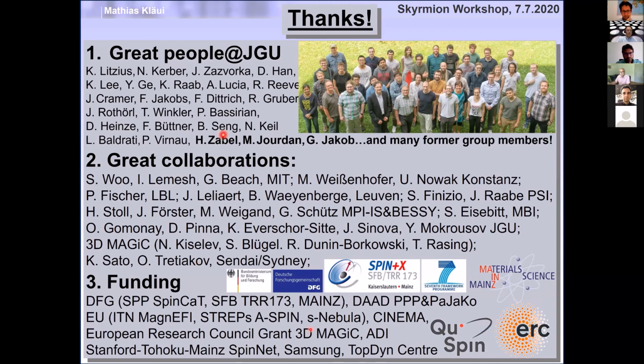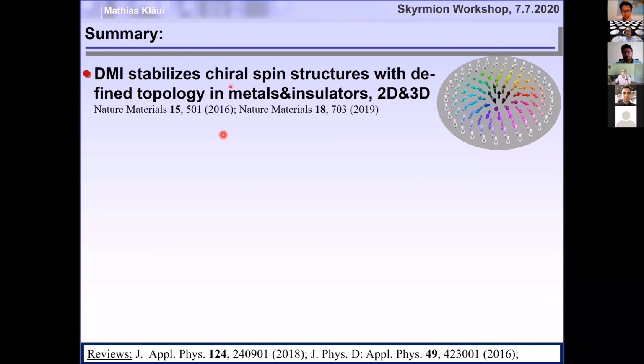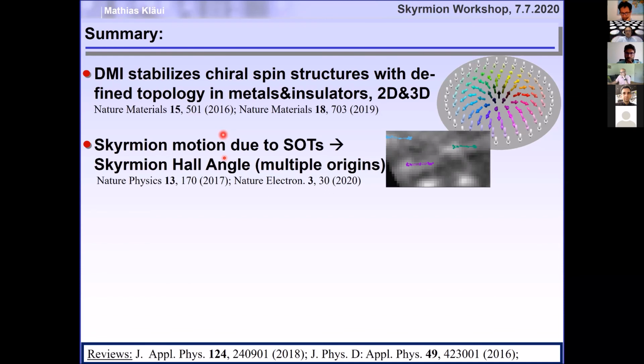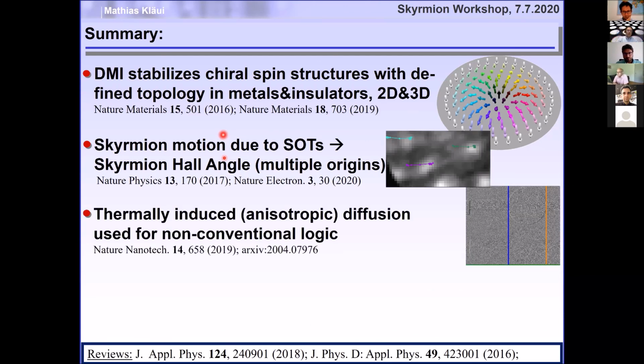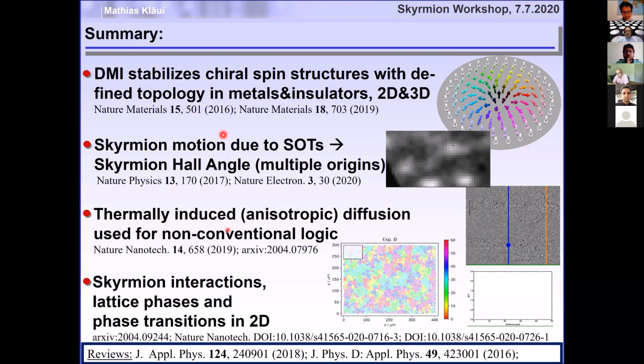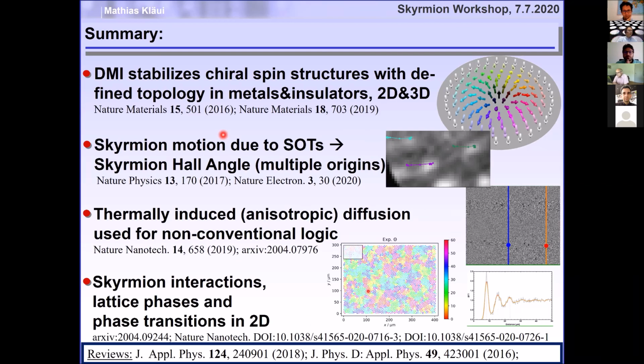And so to sum it up, the DMI stabilizes chiral spin structures with a defined topology in metals and insulators in 2D and 3D. Skyrmion motion due to spin-orbit torques leads to the skyrmion Hall angle. There are multiple origins that we and others identified. And then we can get thermal dynamics of the skyrmions and use this for non-conventional logic. And recently we've shown that we can actually have skyrmions crystallize in a lattice, and we study these topological phase transitions in 2D. And there are 2 reviews if you're interested to look up some of the work. And with that, I thank you for your attention.